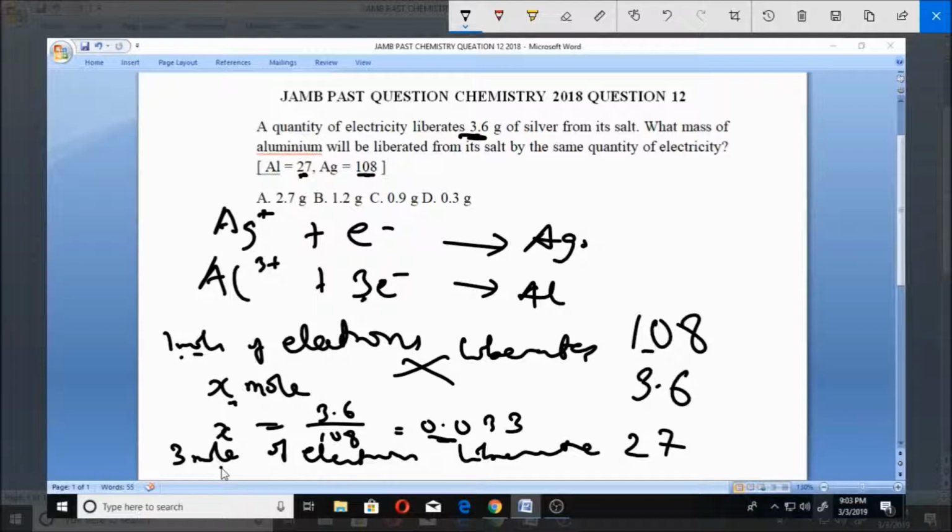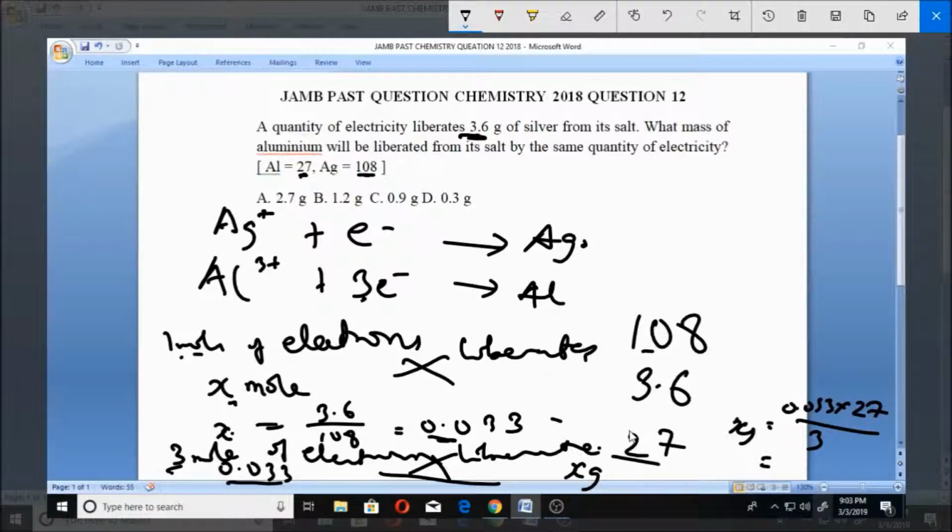Now, the same quantity of electricity, which is 0.033 as we have here, will now liberate what gram? X gram of aluminium. So if you make x gram the subject of the formula and you cross multiply, you're going to have x gram to be equal to 0.033 times 27 all over 3. That's when you cross multiply. You have 0.033 times 27 all over 3 mole.